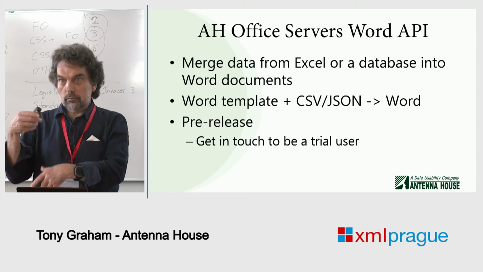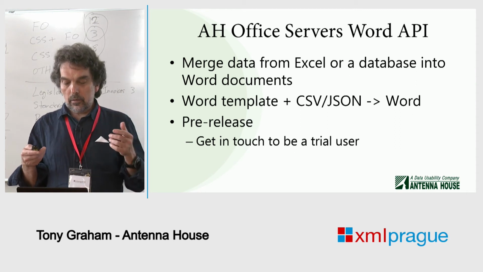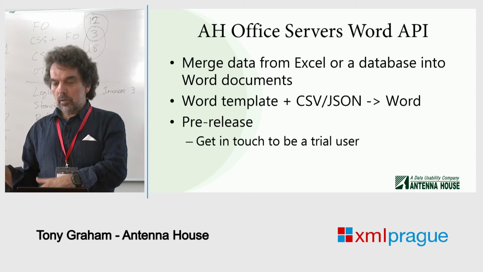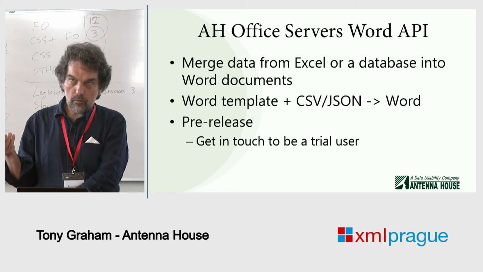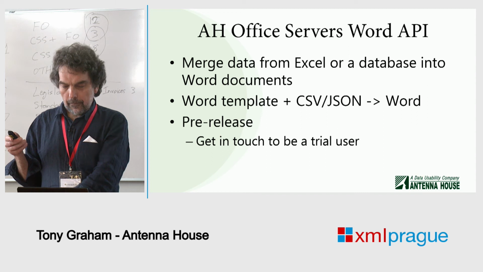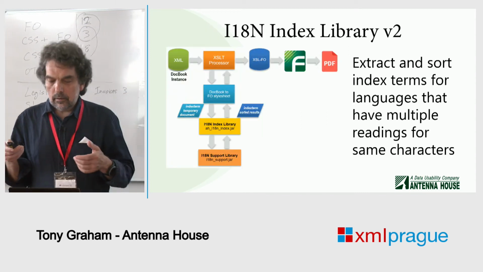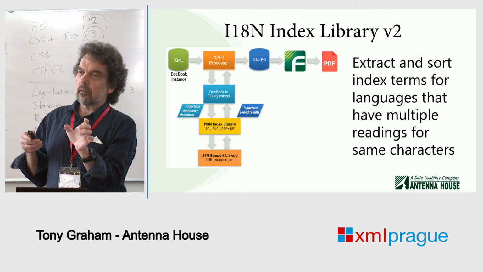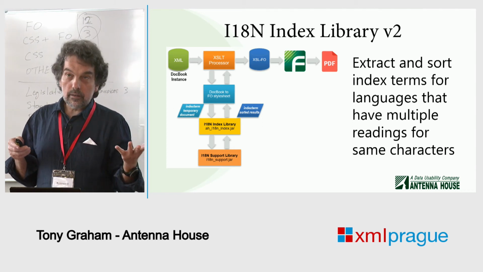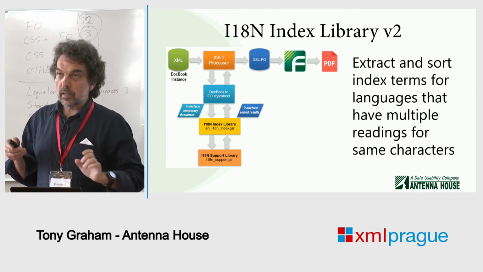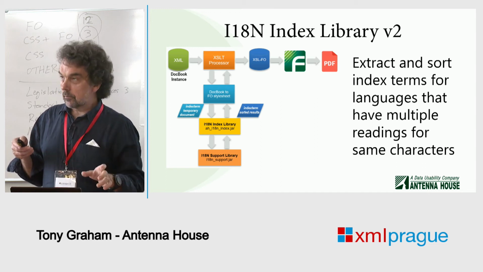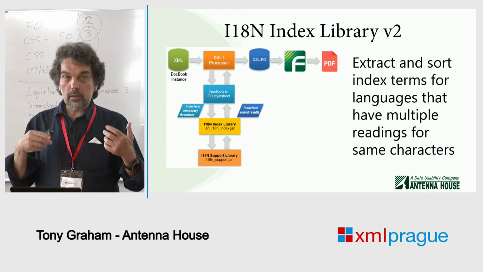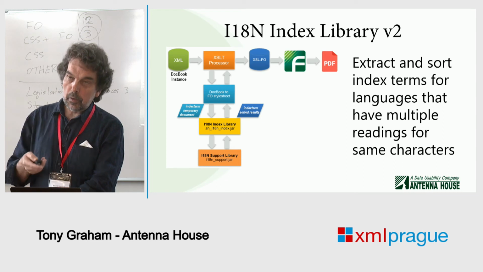A product that we're looking for trial users for is a sort of merge product, which merges data from Excel, CSV data or JSON data into a template Word document to produce customized, personalized Word documents. If you find that interesting, then contact Antenna House support. Antenna House also provides an I18N index library. There are languages for which you can't tell how something is pronounced just by looking at the characters. The classic is Japanese, where some characters have 50 readings, different pronunciations for the same character, depending on the context, on what sort of kana follows it. If you're generating an index for that, you need something to handle the readings when you're collating the index hits.